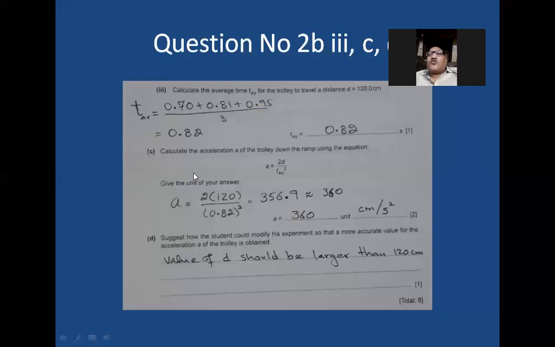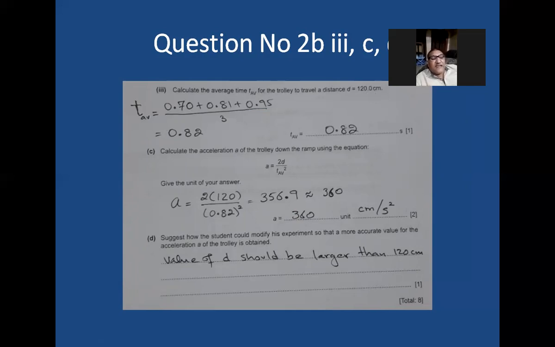Okay, so question number 2 B, third part, he says, calculate the average time for the trolley to travel a distance of 120 centimeters. So the three times which they have given, you just add them up and whatever sum you get, you divide it by three, and so the average time will be 0.82 seconds.